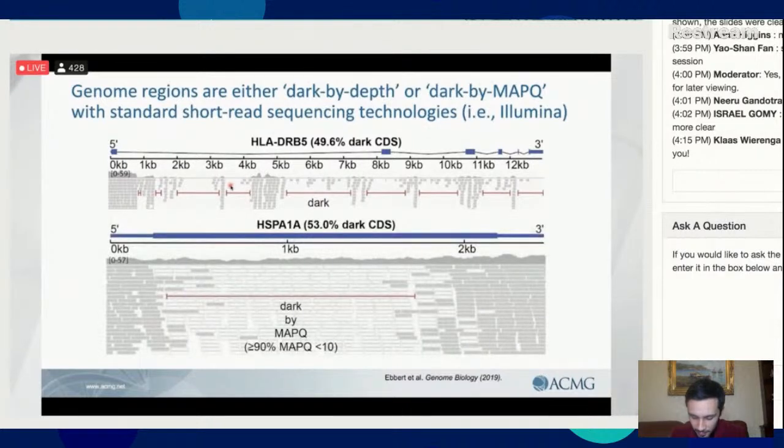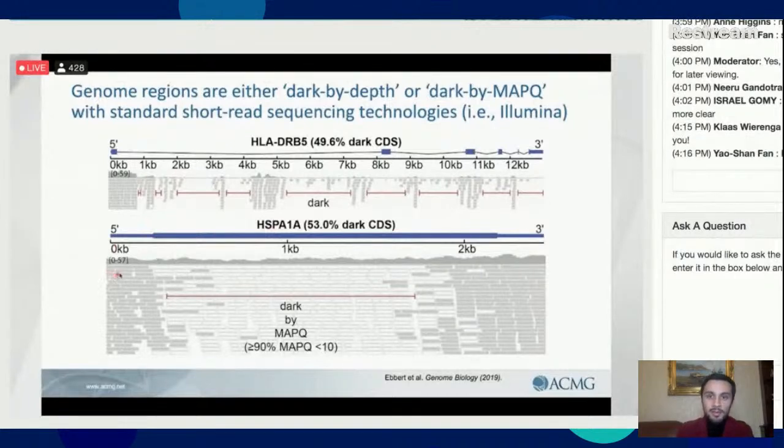The second type of darkness is what we call dark by mapping quality. And in this case, we're looking at HSPA1A. As you enter this gene from the left, you again have a nice deep rich stack of well-aligned reads. And then you see these transparent reads, which are reads that, quote unquote, did not align well. But then as you exit the gene, you again see a nice deep rich stack of aligned reads. So in this case, what's happening is, for some reason, the bioinformatics software that we call the aligner, which aligns these reads to the reference genome, determined that these reads did not align well.